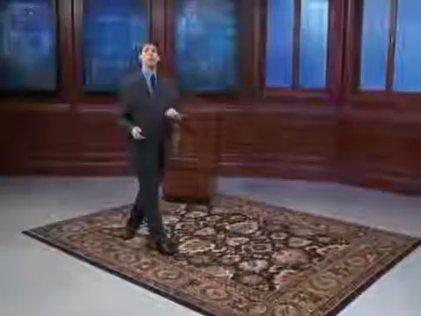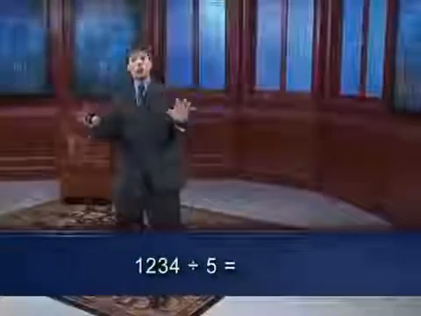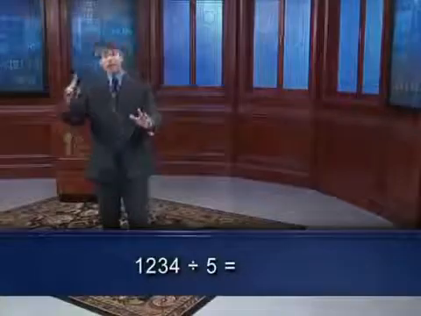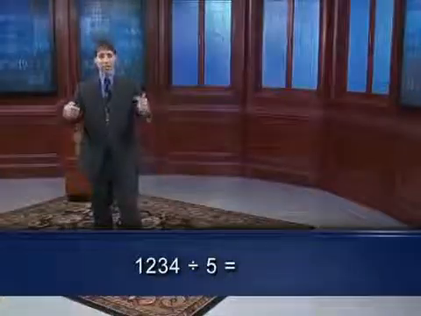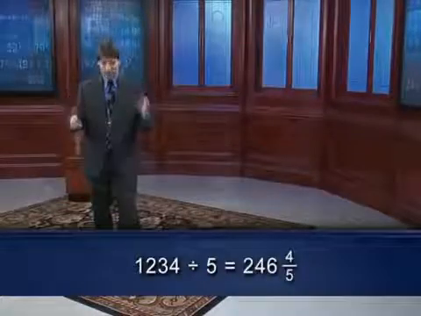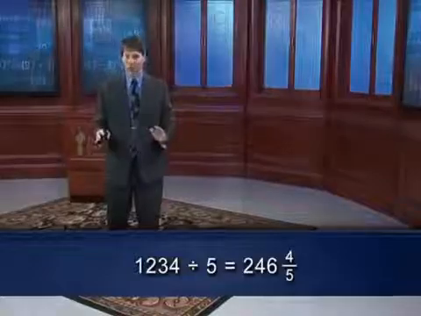Let's do the problem 1, 2, 3, 4 divided by 5. Now there are 2 ways we can do this problem. By the method we just learned, we can go through our process and get 246 and 4/5. But I want to show you an even easier way to do this.